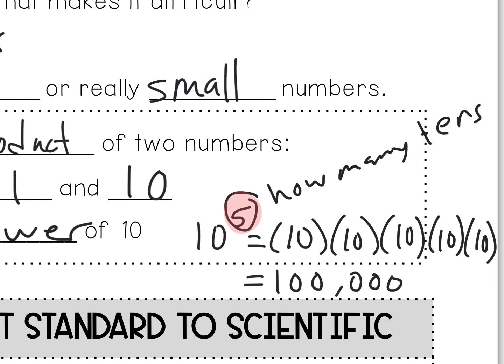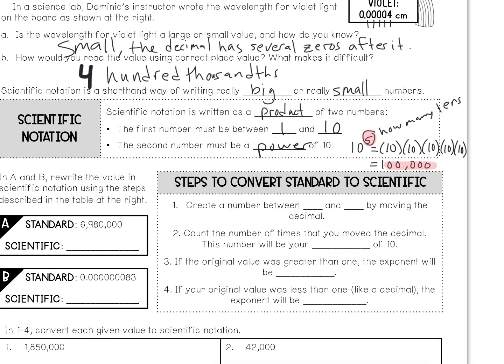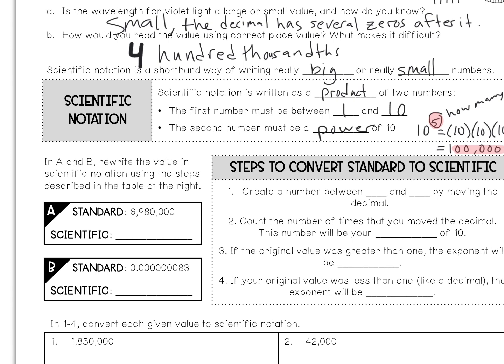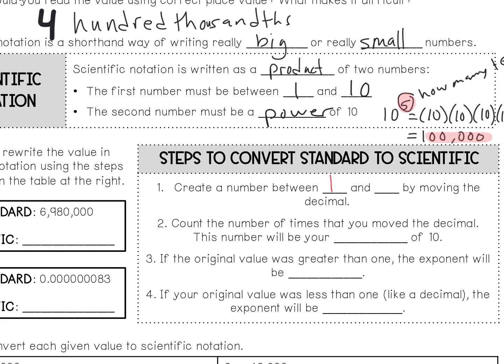What was this number here? So the number of zeros and that exponent will match. So that's an easy way to know if you've got the right number of tens. Now, how do we create these scientific notations? First thing we do is create a number between 1 and 10 by moving the decimal. Then you count how many times you do that, and that's going to be your power.